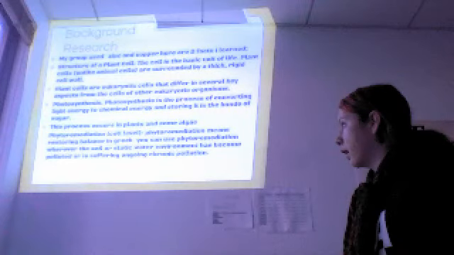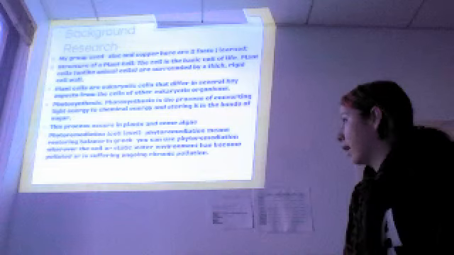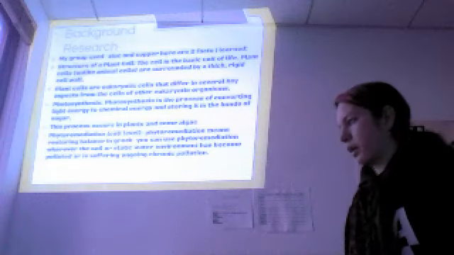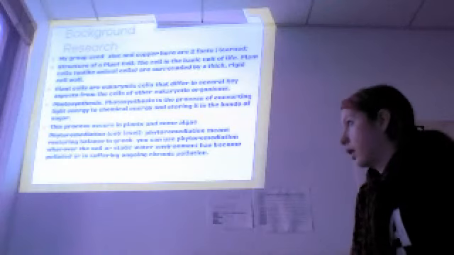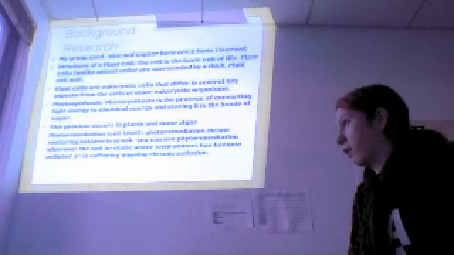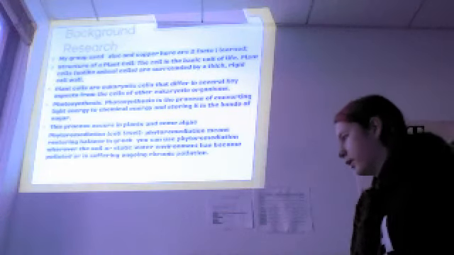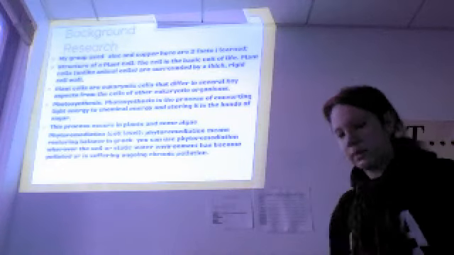And also that bioremediation at the cell level is that they're restoring balance, and it can be used wherever the water environment has become polluted or is suffering from ongoing pollution.